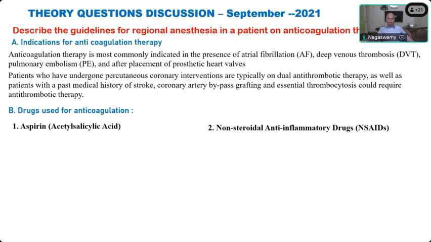Aspirin causes irreversible binding to the platelet. That is why when you administer aspirin, it lasts till the lifetime of the platelet. What is the normal lifetime of the platelet? 5 to 7 days. So till the new platelet is formed, all the existing platelets which have been exposed to aspirin will continue to be inhibited by aspirin.